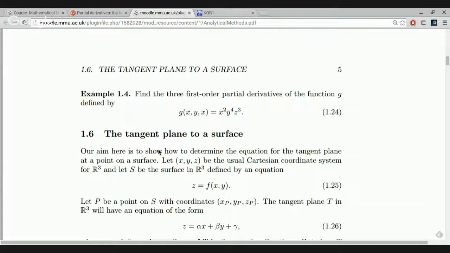So example 1.4 on page 5, we have this function g. It's just to emphasize the point that the same principle carries through. So here's a function of 3 variables, just a kind of single polynomial term in them, if you like. It's x squared y to the power of 4 times z cubed. So this has 3 first-order partial derivatives, and they are, of course, dg dx.